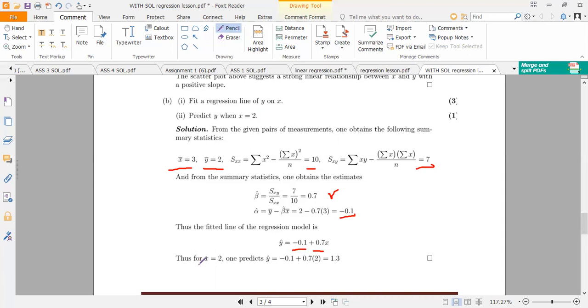Then we are asked to predict for y if x is 2. So where there's x, we put 2. So we get our answer as 1.3. At this point, are there any questions? No question from me.